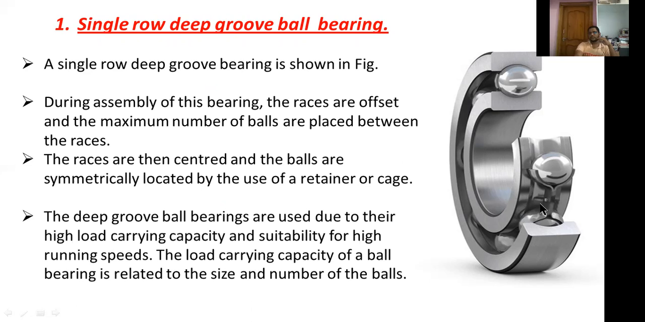Deep groove ball bearings are used due to their high load carrying capacity and suitability for high running speeds. The load carrying capacity of a ball bearing is related to the size and number of the balls. So the load carrying capacity of ball bearings depends upon the number of balls used in the bearing, and also upon the size of the balls.